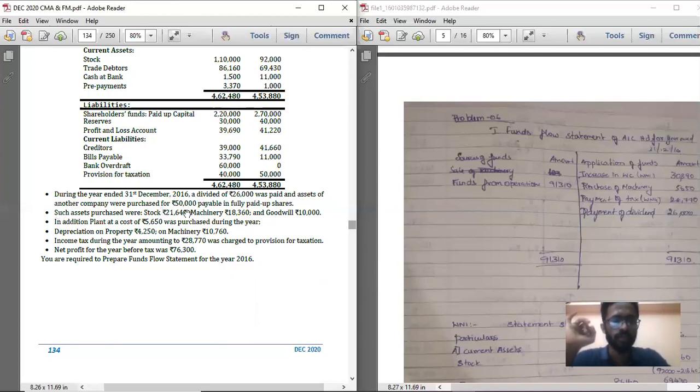So next is assets of another company were purchased at 50,000 payable in fully paid equity shares. Understand it. Assets you are purchasing from another company by paying equity shares. So when you are purchasing assets, what is your entry? Purchase of asset will come in application of funds. And when you are issuing equity shares, you will receive cash. So issue of equity share capital, you will get in source of funds. In source of funds, issue of equity shares 50,000. In application of funds, purchase of assets 50,000. So both get knocked off. So this particular entry, that is assets of another company purchased at 50,000 for fully paid up shares, is not taken into account, because in source of funds it will come as issue of equity shares 50,000, and in application of funds it will show assets purchased 50,000. So both will get knocked off.